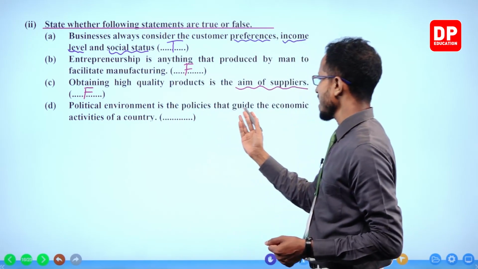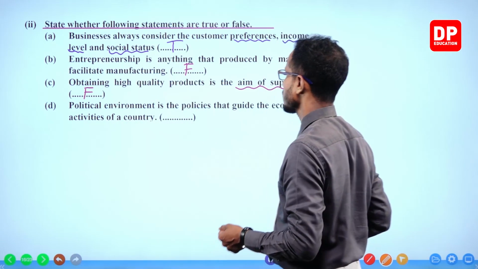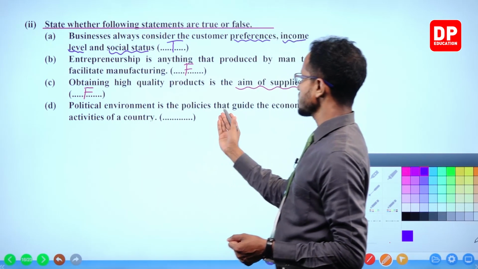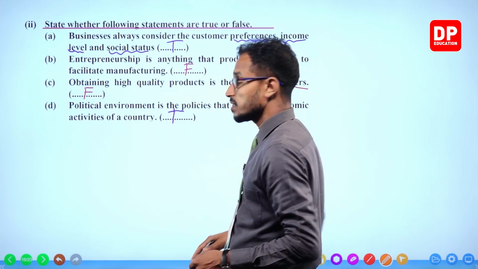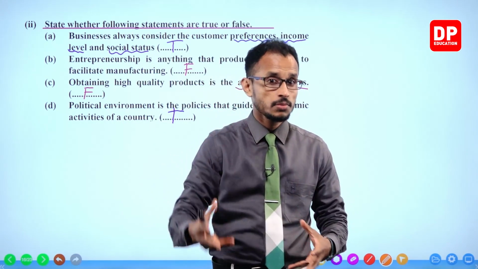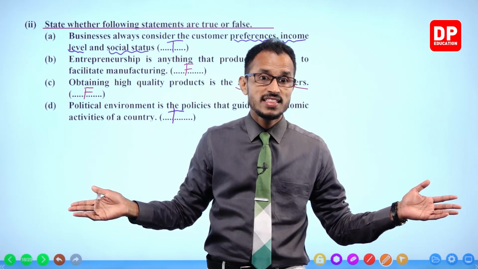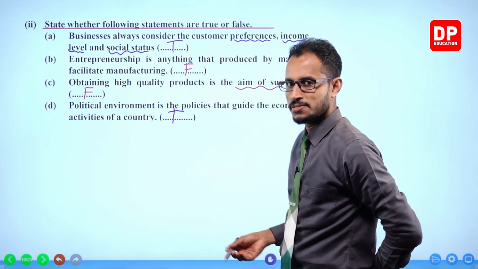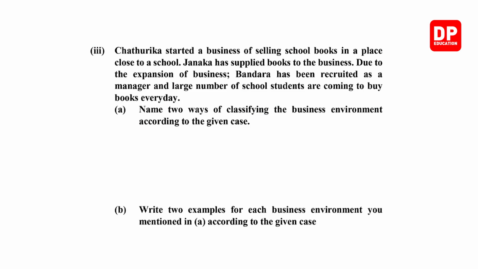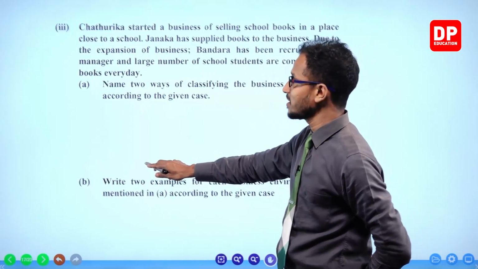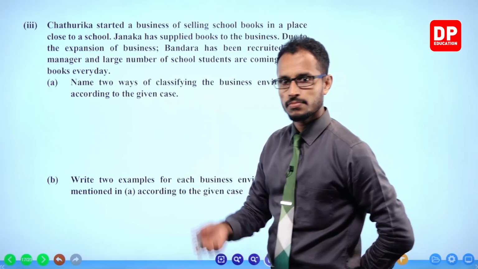Political environment is the policies that guide the economic activities of a country. Well, that is true. It is the politicians, the ones on top, who make the decisions on how to run the economy. Until now, so far, they have messed up entirely. And now we are in this status as the citizens of this country. Who messed up? We all messed up, by sending them the wrong people into the political arena.